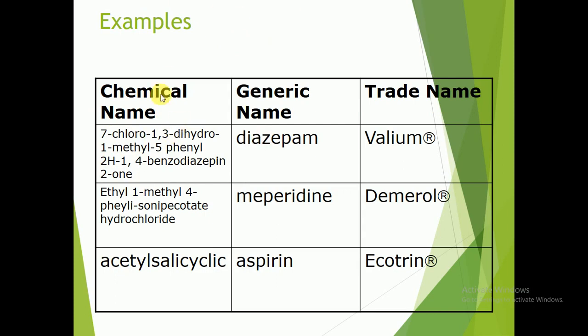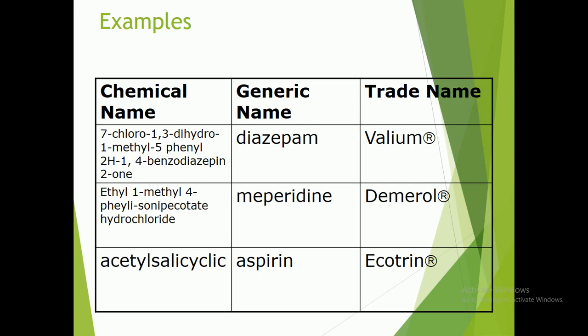Let's see here, where I have already highlighted the trade name, the generic name, and the chemical name. This is Valium, Valium 3, Valium 5, 10, so they are available in different doses. The trade name is Valium, diazepam is the generic name, while the chemical name of diazepam is 7-chloro-1,3-dihydro-1-methyl-5-phenyl-2H-1,4-benzodiazepin-2-one. This is the chemical name.